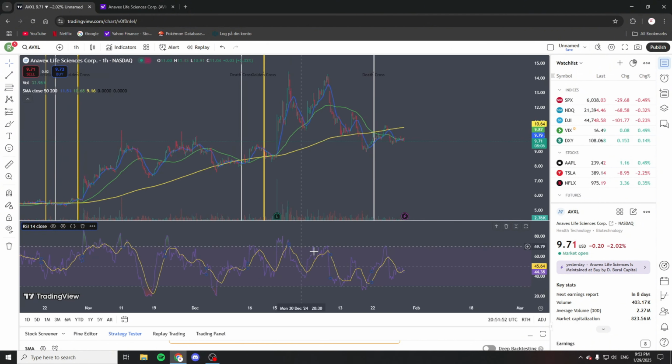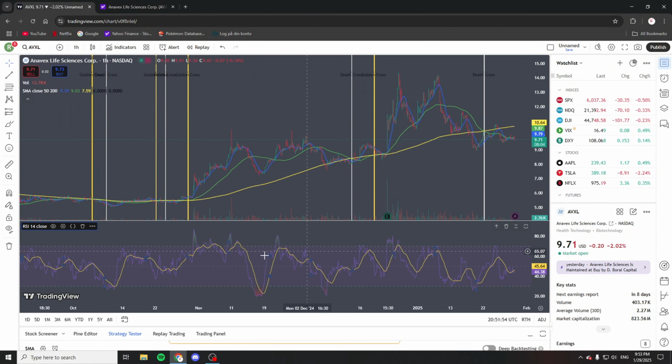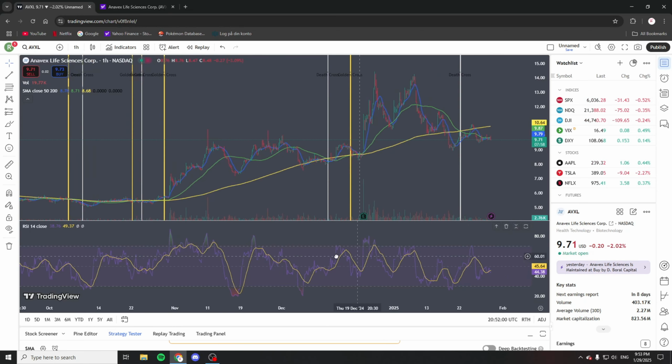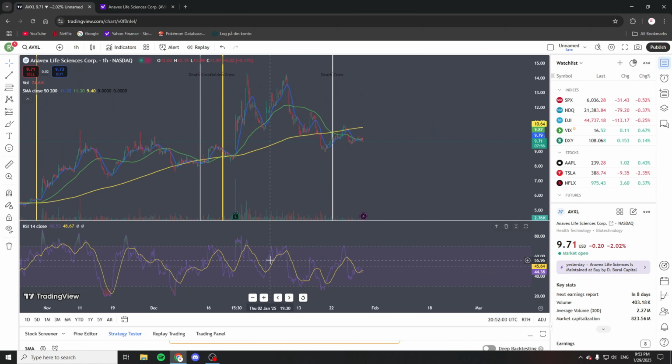So that is why I think the RSI here is looking a bit weird, but that is also a positive factor, to be honest, because if it's trading in the upper RSI, it is a very positive sign that people want it to trade upwards.